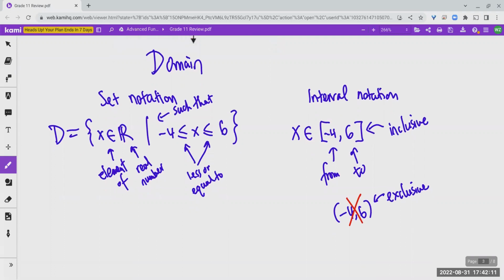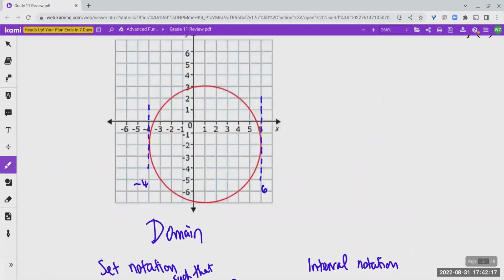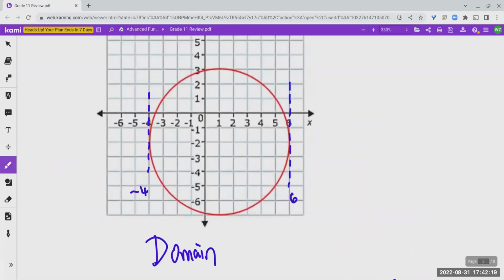Okay, let's talk about the range. So let's go to the graph. What is the maximum value vertically now? Oh, it's 3. The minimum value, well, that would be -7. So on the circle, the range, the vertical axis, well, where does the graph exist? It's between -7 and 3, including those two numbers.